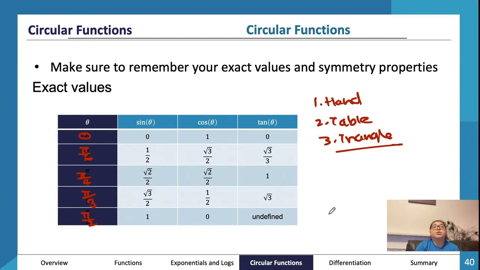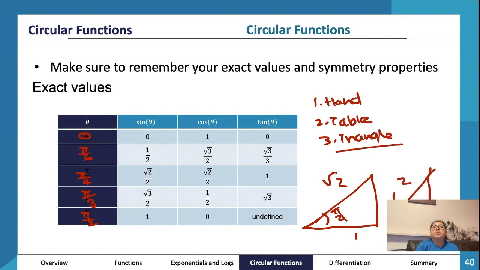But I find, the 2 triangles for this are the first triangle, which is the 1, 1, root 2 triangle. That's the pi on 4 triangle. And the other triangle is the 2, 1, root 3 triangle, which is the pi on 3, and this one is pi on 6. And using the triangle, you basically use SOHCAHTOA to find out what each of them are.